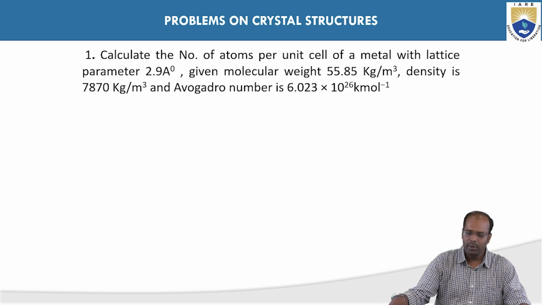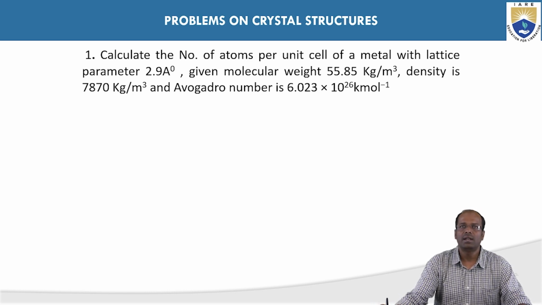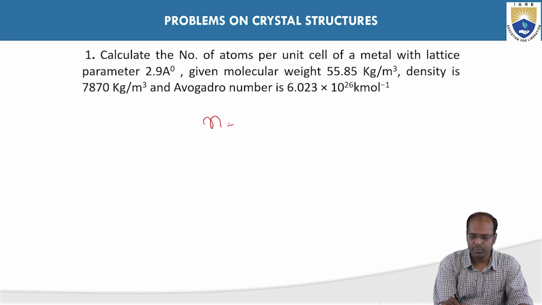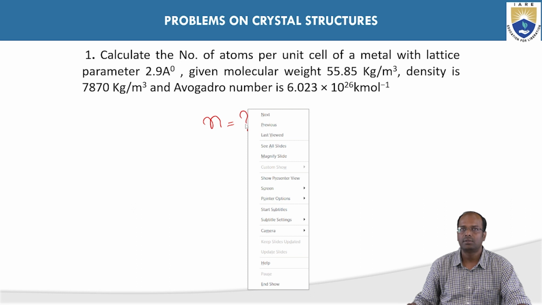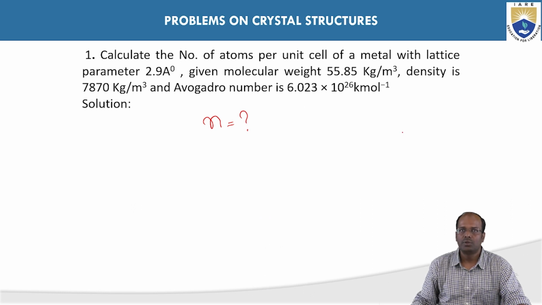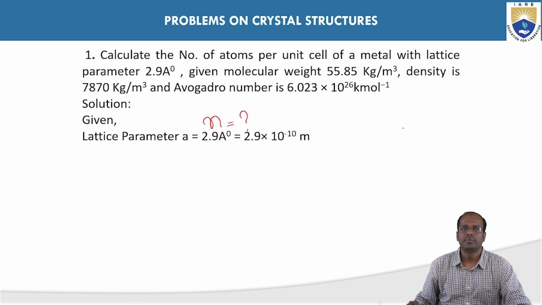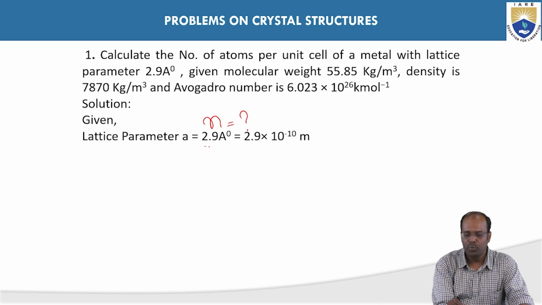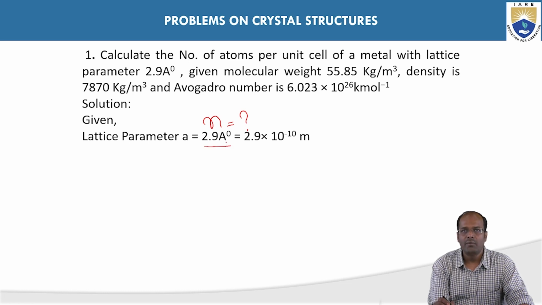Here, first we need to understand what they are asking: the number of atoms per unit cell of the metal. What are the parameters given? Lattice parameter is 2.9 angstrom, where 1 angstrom is equal to 10 to the power of minus 10 meters. So 2.9 into 10 to the power of minus 10 meters.